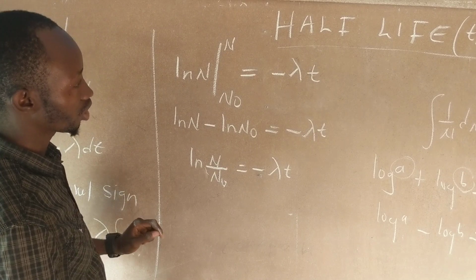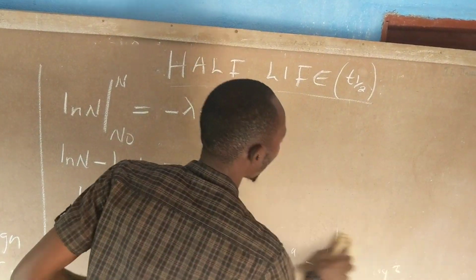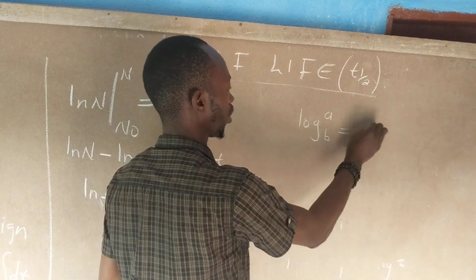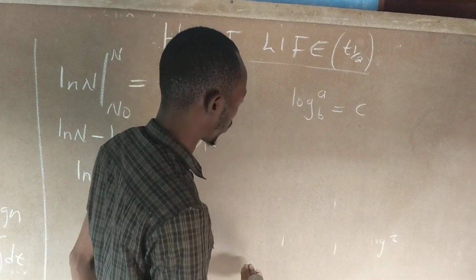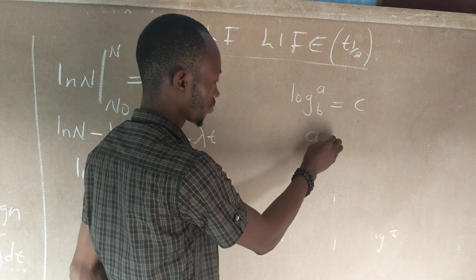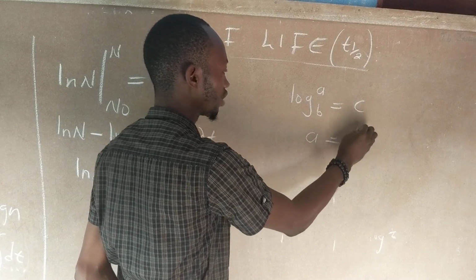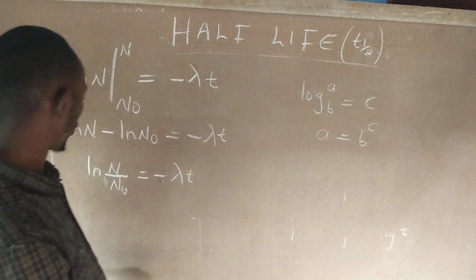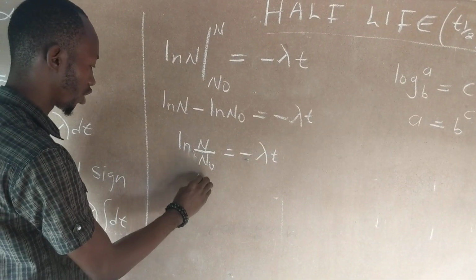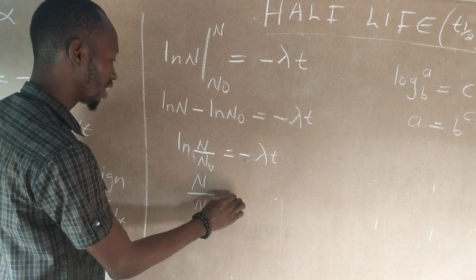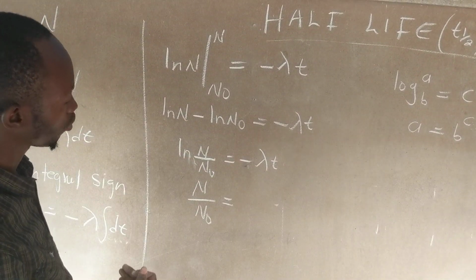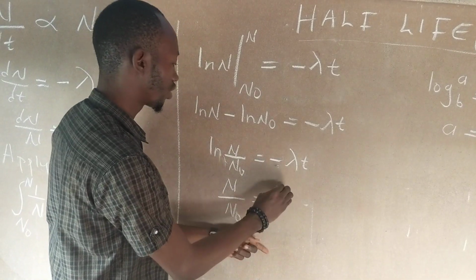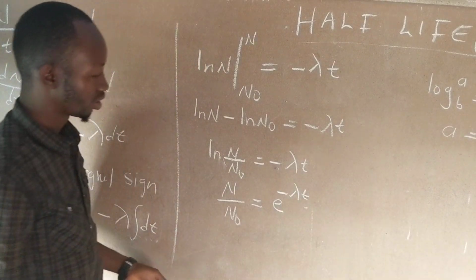So in this case, it's just like how we can extract a number from a log. How can we simply extract a number from a log? In less than 2 seconds, just maintain this number, and the base b will be raised to the power of this constant c. So it's going to be a equals b raised to power c. We'll do the same thing. This number, it's going to be n all over N0. In this case, we are going to take the exponential of both sides. So it's going to be the exponential e raised to power negative lambda t. This is what we have.